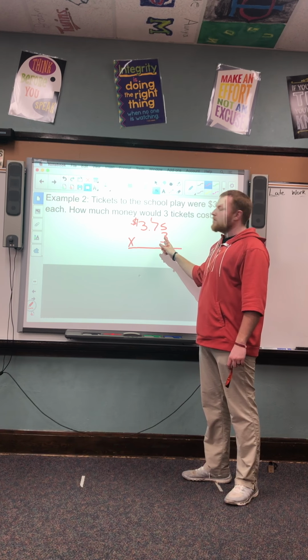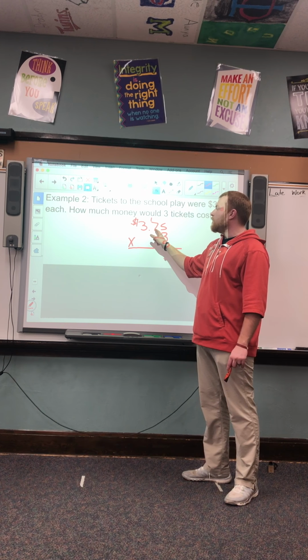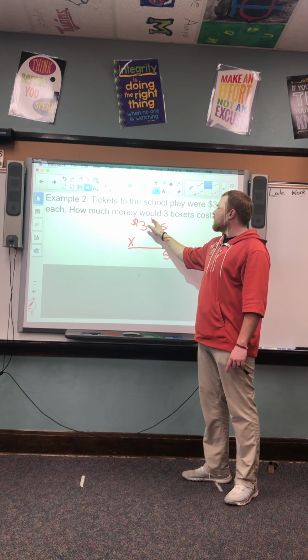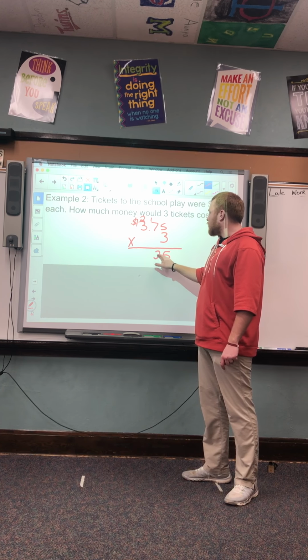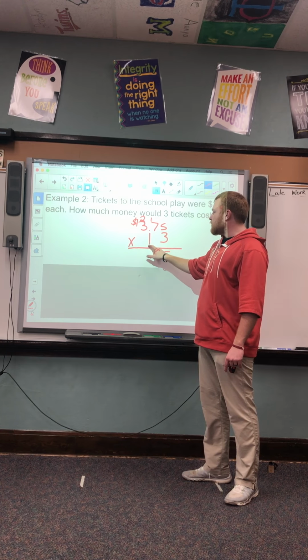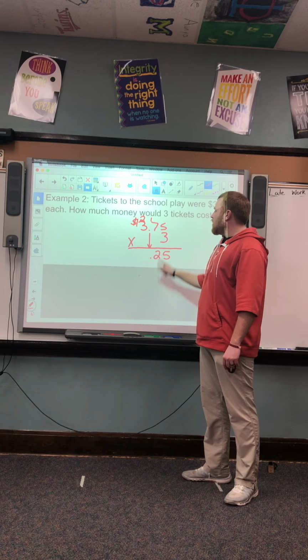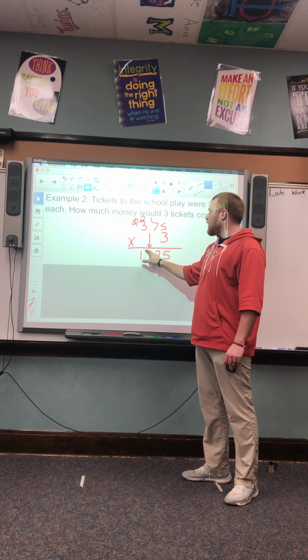Then we go to the tenths, which would be 3 times 7, which is 21. Plus 1 would be 22. Carry the 2, bring down the 2. Decimal. Okay, we just bring the decimal straight down. Okay, 3 times 3 is 9, plus 2 would be 11.